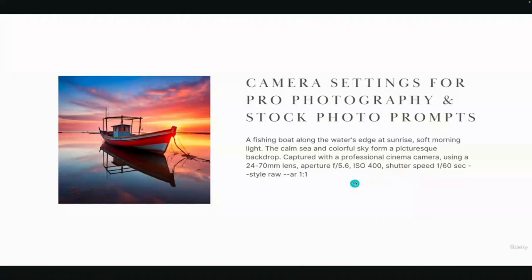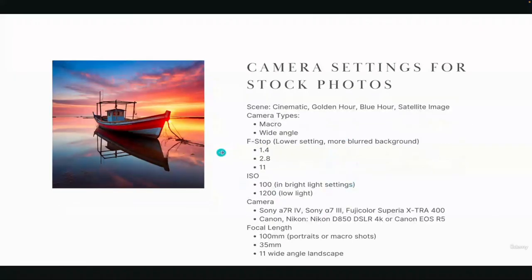But what do these things mean? Because I can put my prompt to be a fishing boat along the water's edge at sunrise, soft morning light, the calm sea, the colorful sky, and have that picturesque backdrop. But it may not look as stock photo-ish as this. So why is that? It's not a photography course, so I'm going to go over this a bit quickly, but it's enough for you to be able to generate prompts that are stock worthy.